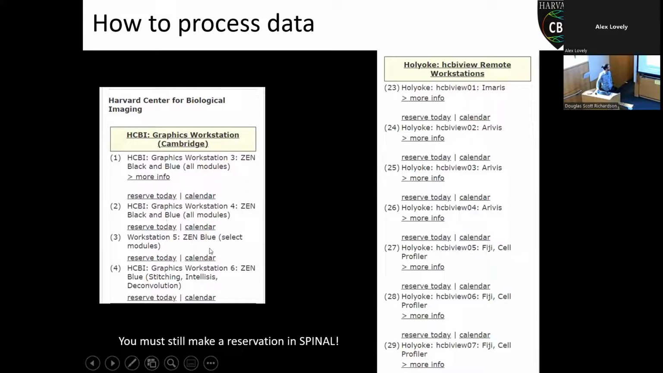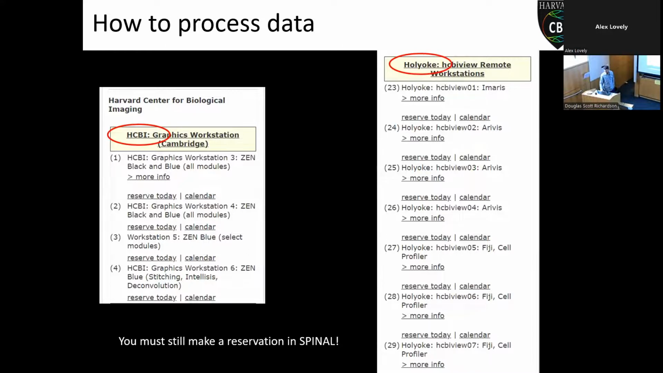Okay. So there are separate calendars for the workstations that are in the facility, and these ones that are out in Holyoke. Just make sure when you're making a reservation that you reserve the right one. We still only have 1 license of Imaris. So Imaris is only available on this HCBI View 01 server out in Holyoke. Other software is available on the other systems there. Okay. So your step 1 is to go into Spinal and make a reservation.